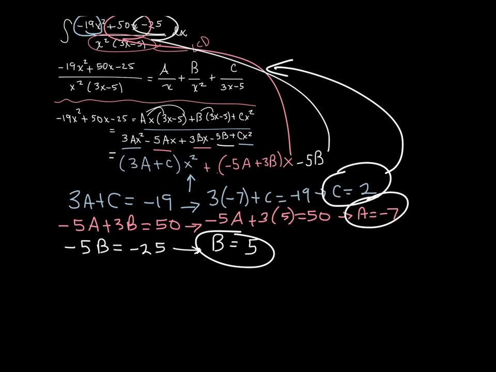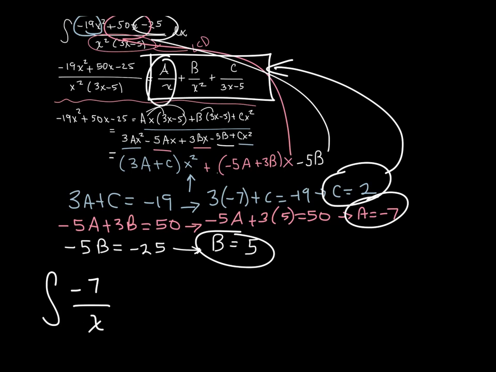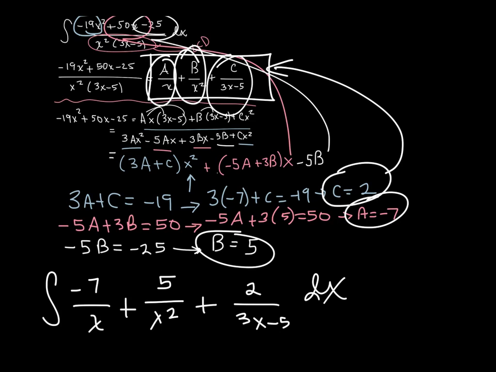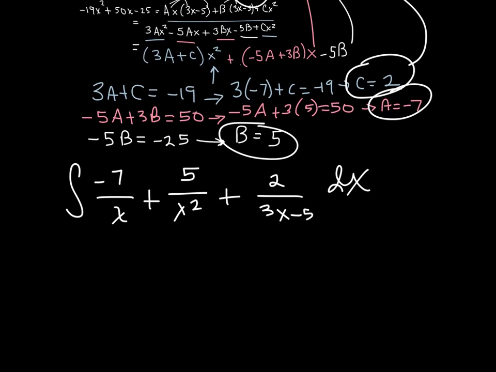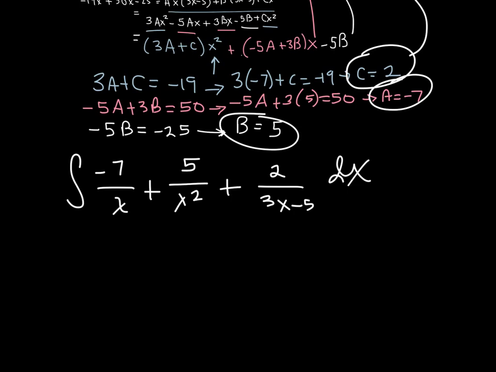And so what I do is I just go back and I plug them into this piece. And so I write my integral, my A, which is negative 7 over x, that piece, plus my B, which is 5 over x squared, that piece, plus C, which is 2 over 3x minus 5, that piece, dx. And now that I have my partial fractions, I can actually integrate.